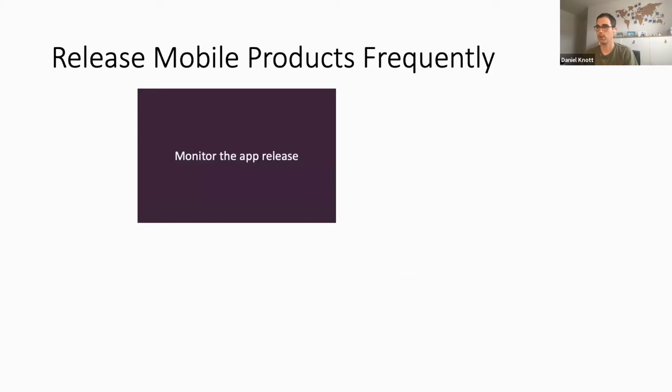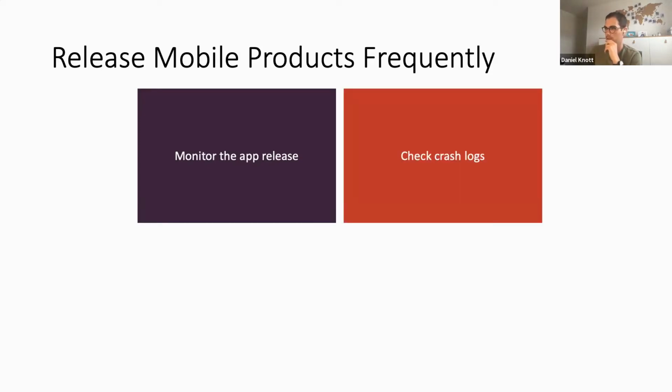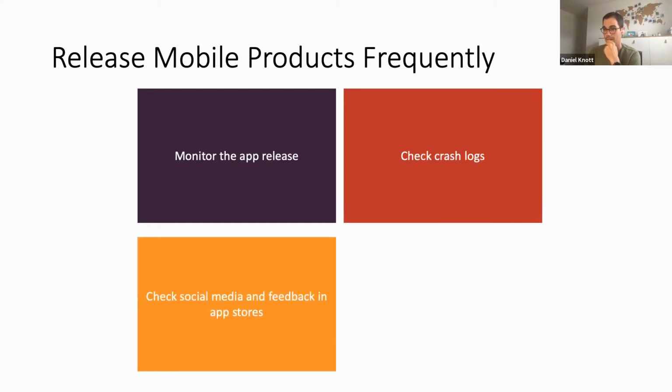What you also need to do is monitor the app release. That should be a no-brainer, right? You cannot just press the button and say, okay, press and pray, so to say. You really have to monitor the app release: check the release logs, the crash logs, and also the reviews out there. Maybe even social media. Check the crash logs, check social media and feedback in the stores, in order to get some more valuable feedback on whether an app release is really successful or not.